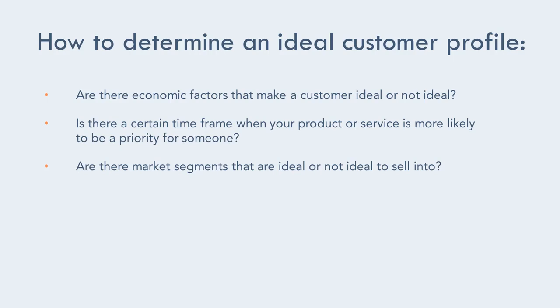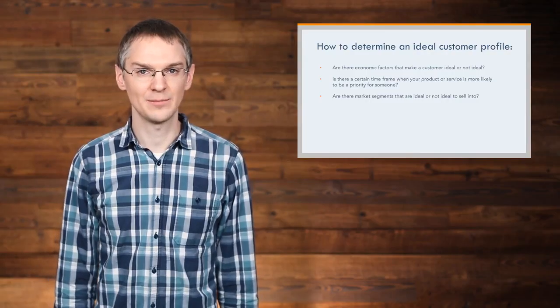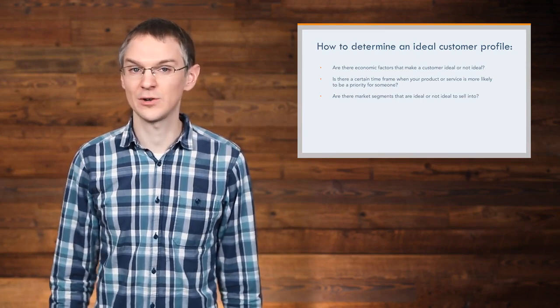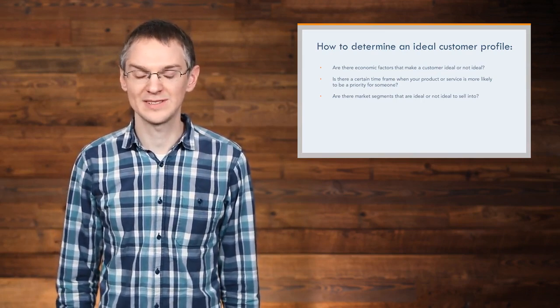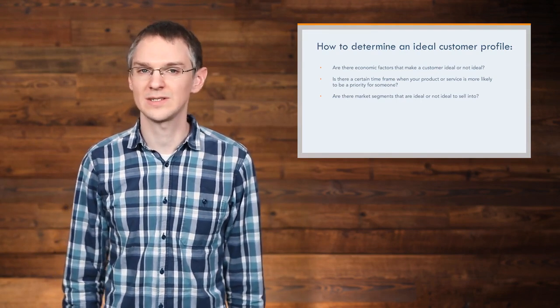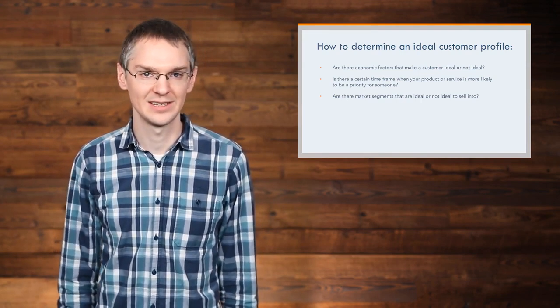Third, are there market segments that are ideal or not ideal to sell into? If you're selling to companies, you might define this in terms of vertical or industry. If you're selling to consumers, it might be a person's occupation, interests, or some particular aspect of their lifestyle.